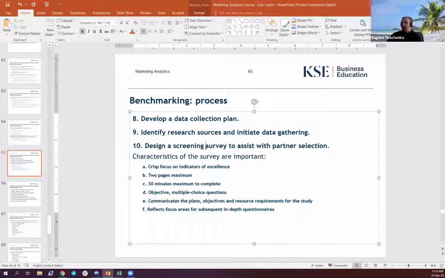And a screening survey will help you with partner selection. So all people who will be involved in either data gathering or any other associated processes. It also may be even the customers who will have certain impact on the questionnaires and the way those questionnaires or survey data is structured.